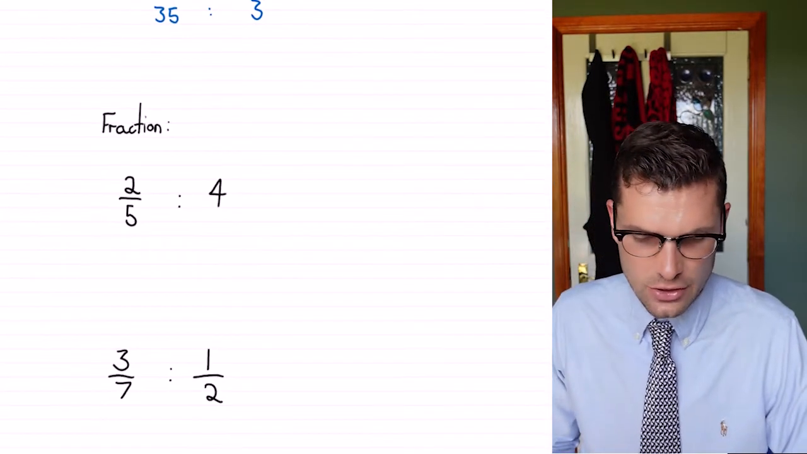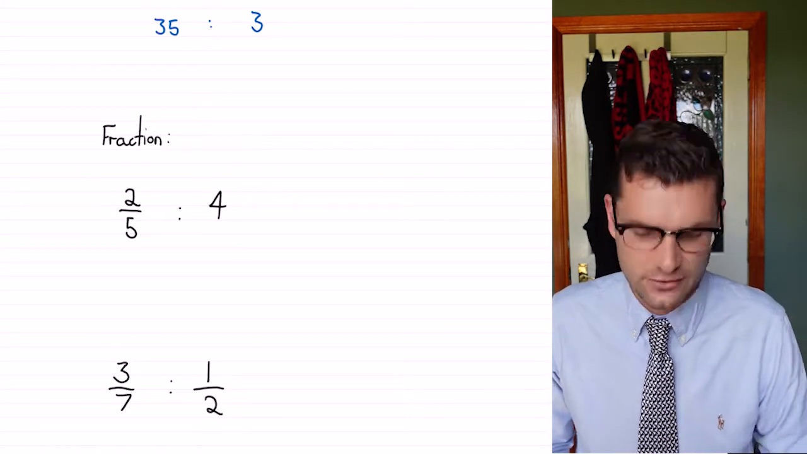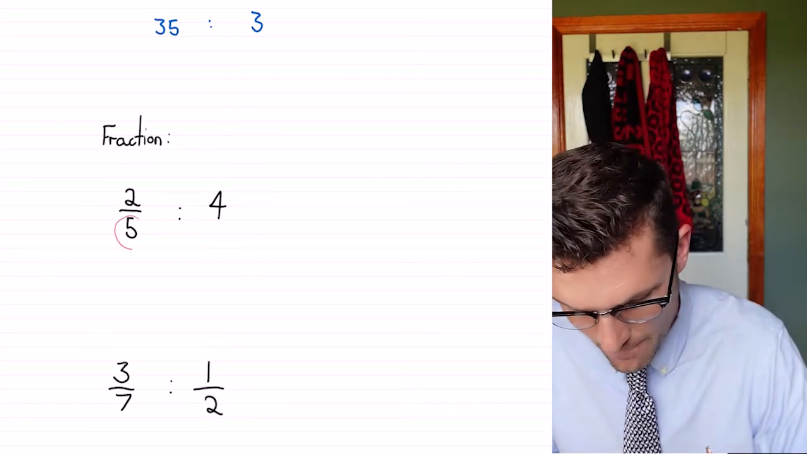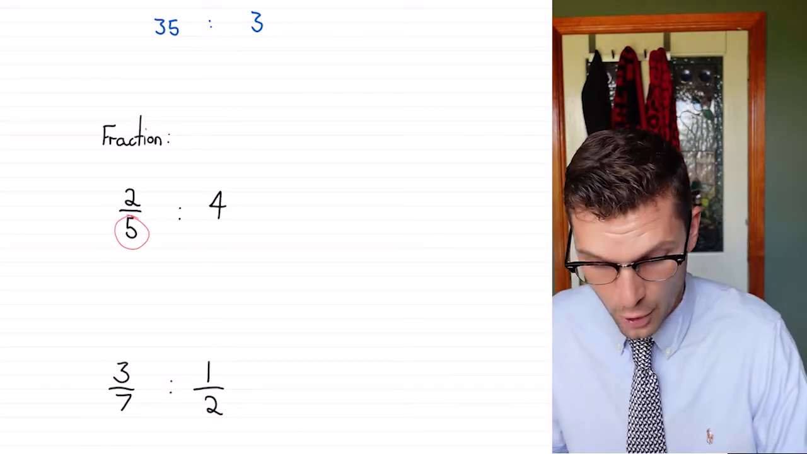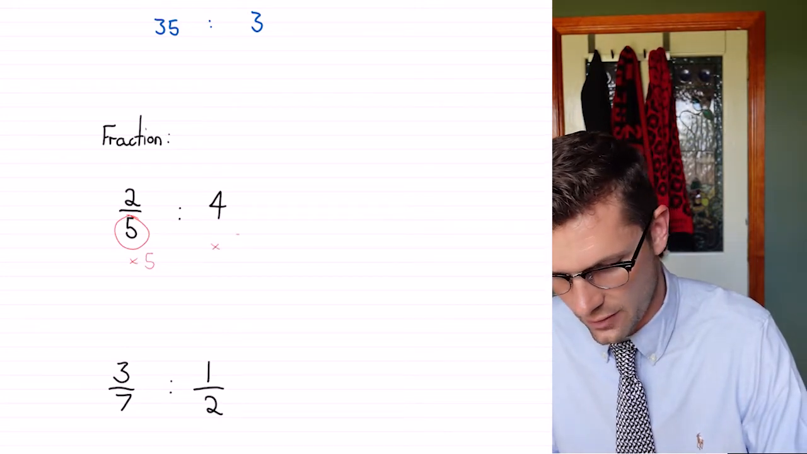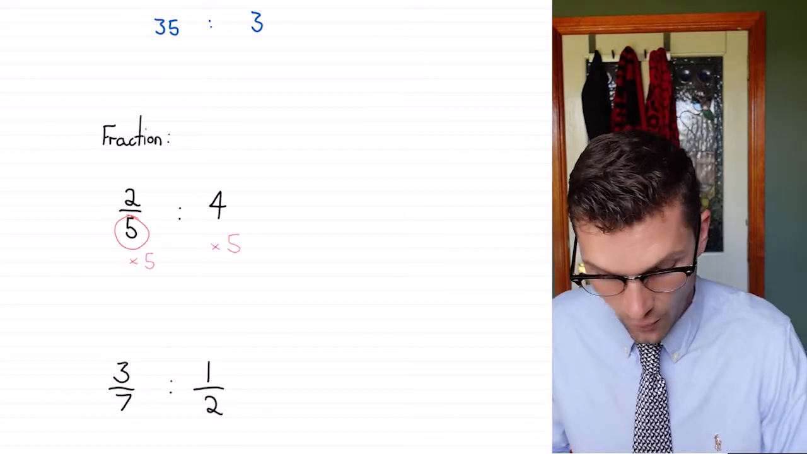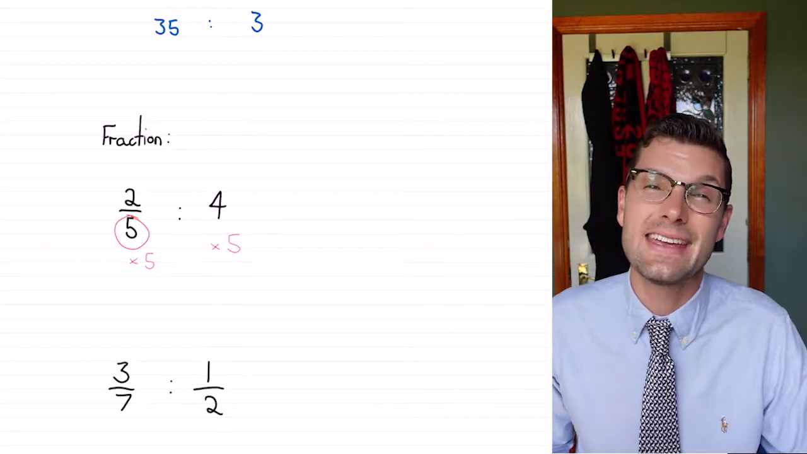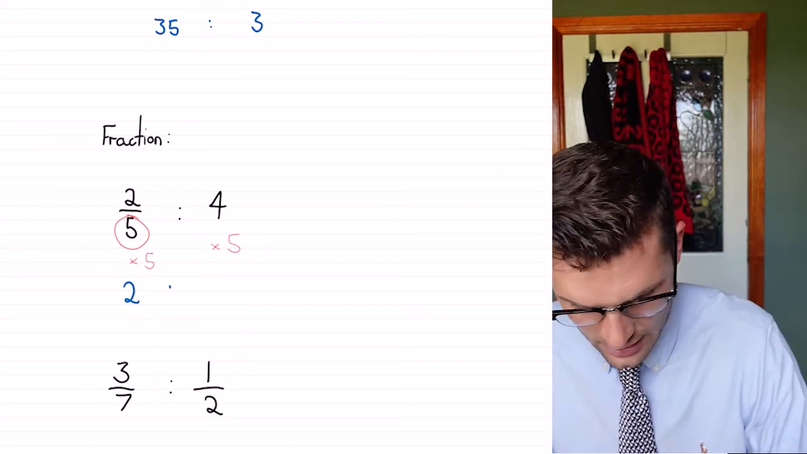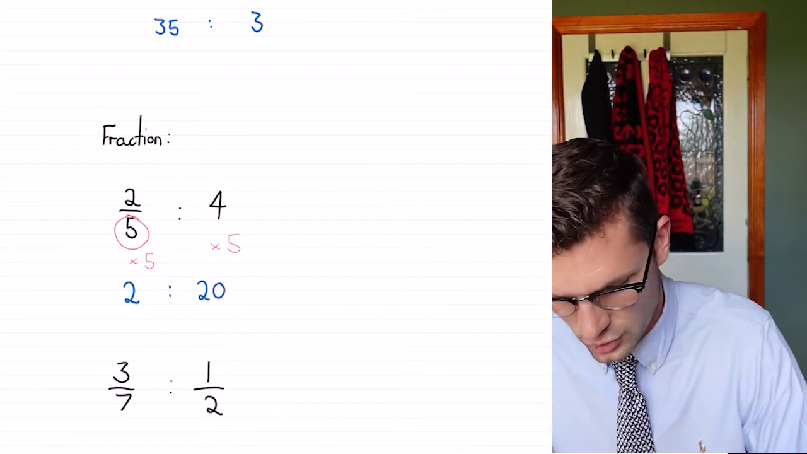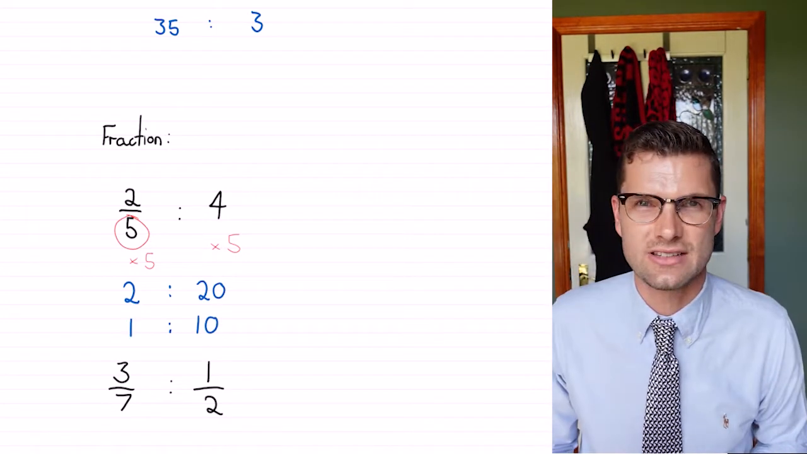Okay. If we are using a fraction like over here, we've got 2 over 5 to 4. All we have to do is multiply both sides by the denominator, okay? So in this one, if I multiply both sides by 5, because on this side it's divided by 5 and then I've times it by 5, they cancel out. So I'm just left with the numerator, and then 4 times 5 is equal to 20. And then I've got to simplify that to 1 over 10.